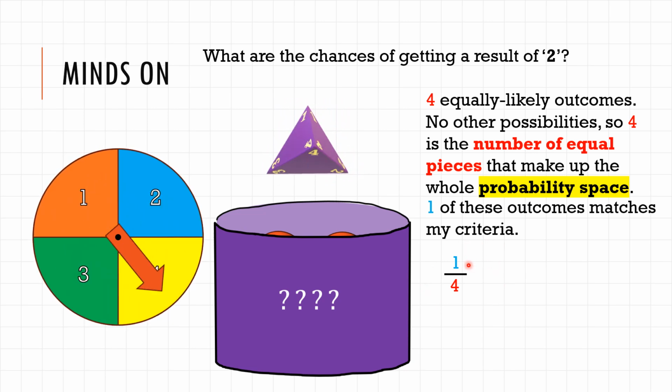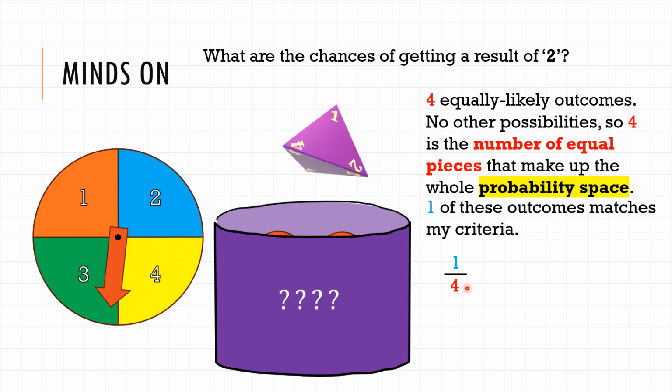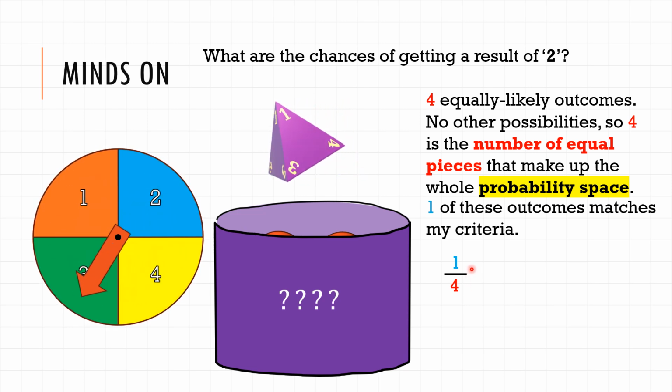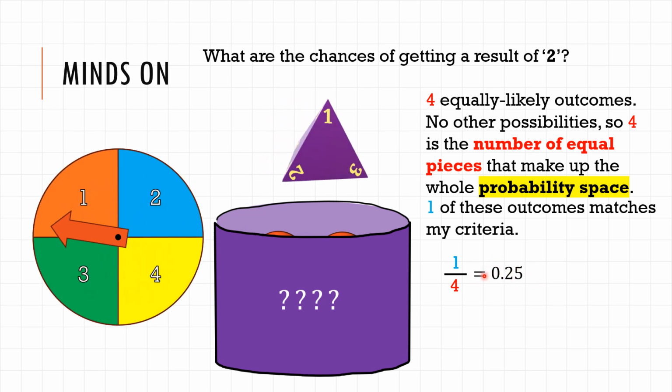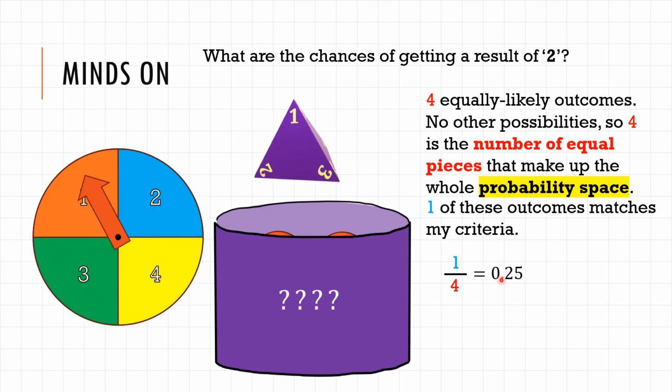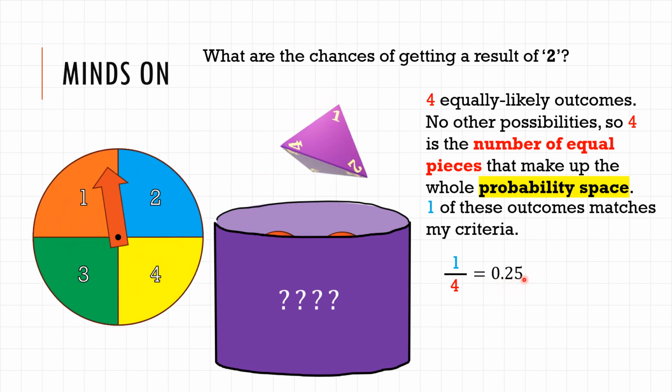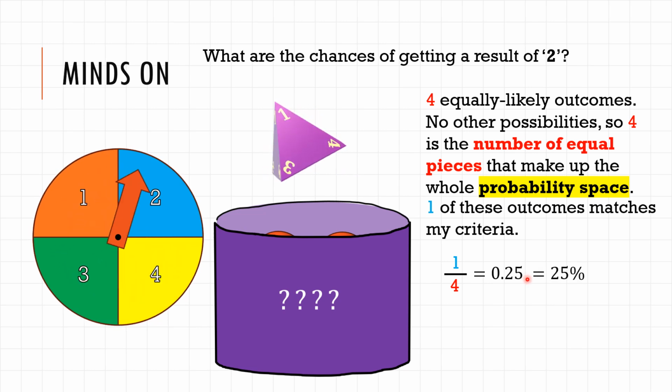Of course, anything that's represented as a fraction can be represented as a decimal. And so we can divide 1 over 4. 1 divided by 4 would give you 0.25. And we can convert any decimal to a percentage by multiplying by 100, or just by moving the decimal point over 2 spaces to the right. So this would be the same thing as 25%.